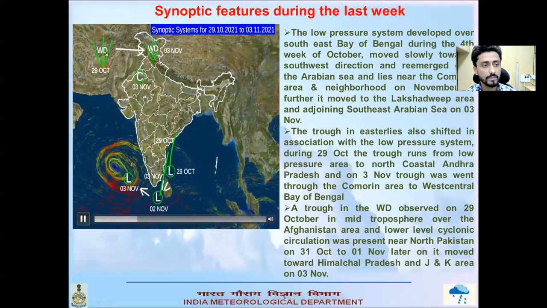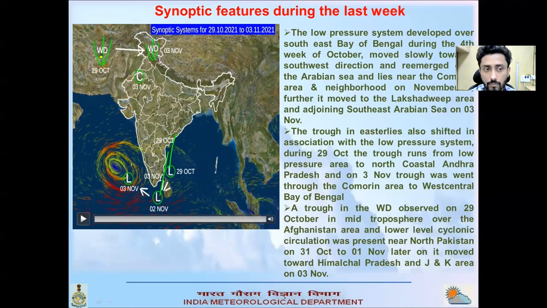Apart from this, a feeble or weak western disturbance was also observed. During 29th October, the trough of this western disturbance existed over the Pakistan and Afghanistan area, further moved toward India, and presently lies over Himachal Pradesh and Kashmir region. You can clearly see that.